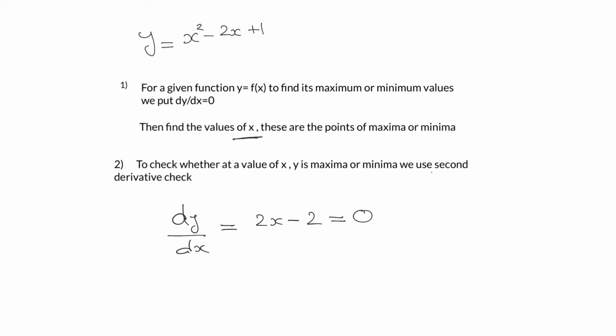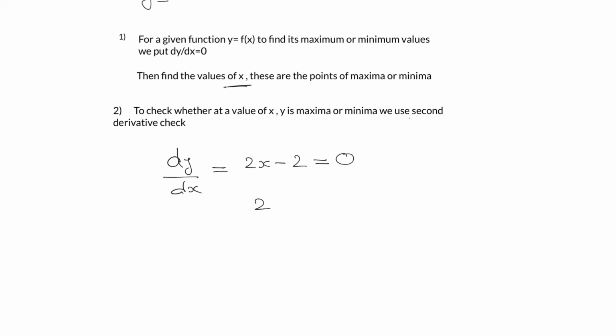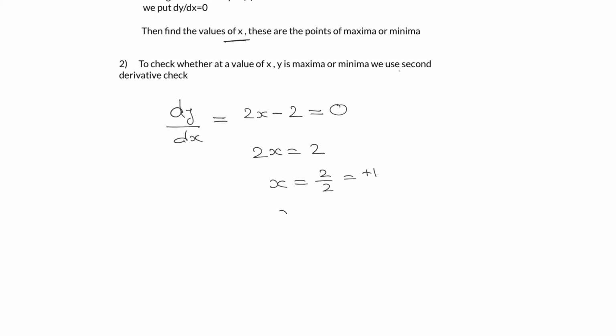So if you are equating to 0, then we'll get 2x is equal to 2, or we'll get the value of x is equal to 2 divided by 2, or x is equal to plus 1. So we can say that at x is equal to plus 1, we may get a maximum value or we may get a minimum value.